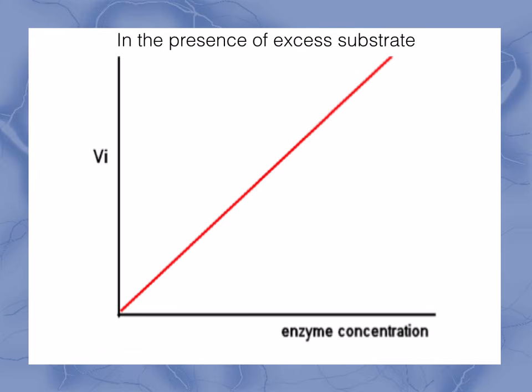Now this graph represents enzyme concentration when you've got excess substrate. So as long as there's an excess of substrate, the initial rate of reaction, which we represent by VI, is proportional to the enzyme concentration. So this is when you've got excess substrate.